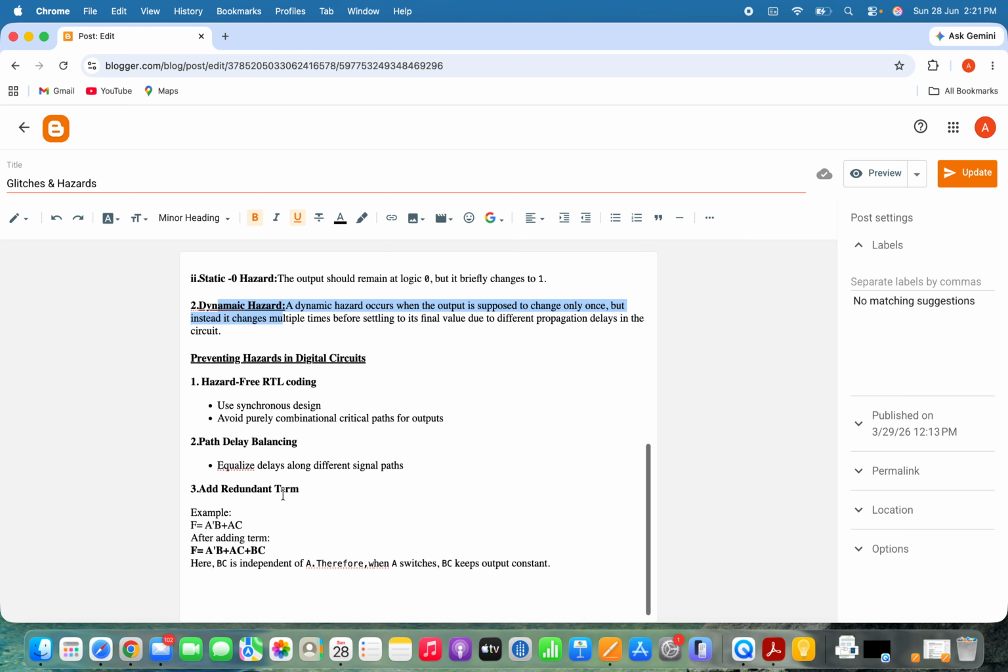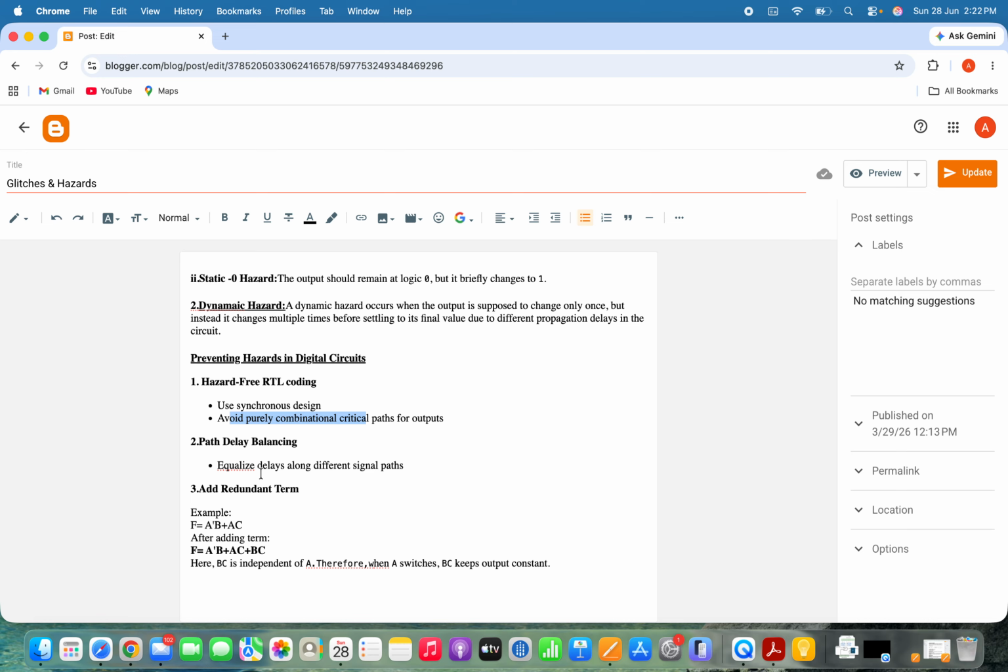Now let's see the different techniques by which the hazards can be prevented. The first technique is to use hazard-free RTL coding. It is recommended to use synchronous design with flip-flops and registers, and also to avoid purely combinational logic for critical outputs. Another technique is to use path delay balancing. In this, we equalize delay among different signal paths, which helps to prevent the hazard.